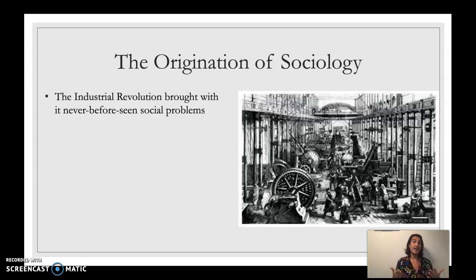Sociology is a science, but it didn't just develop out of thin air. Essentially, the Industrial Revolution brought with it a number of never before seen problems in our society. Before the Industrial Revolution, families were largely operating in this agricultural framework where the family unit was fairly self-sufficient on its own, or maybe was self-sufficient within its own small community. But the Industrial Revolution brought with it, as the name suggests, an industrialization of society.